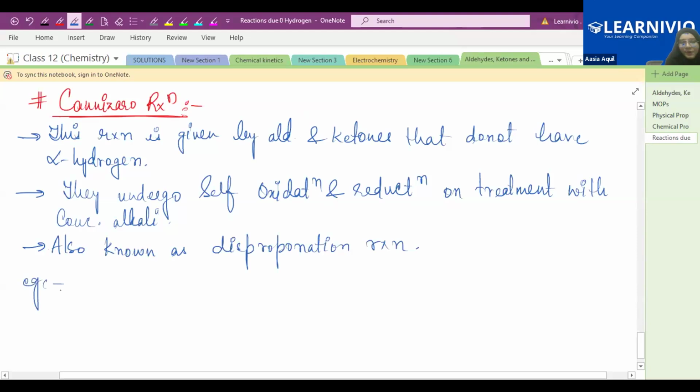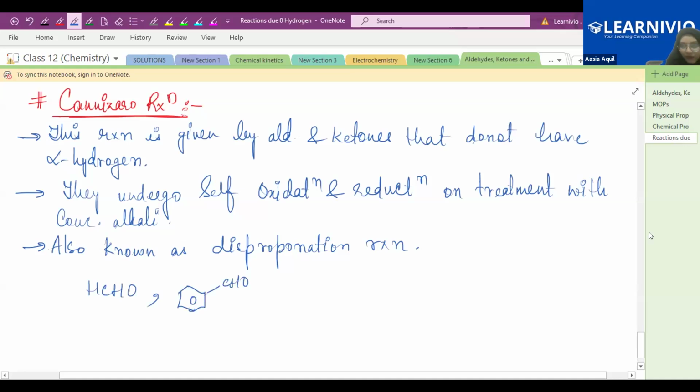Now the question is, which type of compound lacks alpha hydrogen? Suppose, write an example. Example like HCHO, formaldehyde is a very good example. Formaldehyde, you can see it lacks alpha hydrogen. Benzaldehyde lacks alpha hydrogen, right?